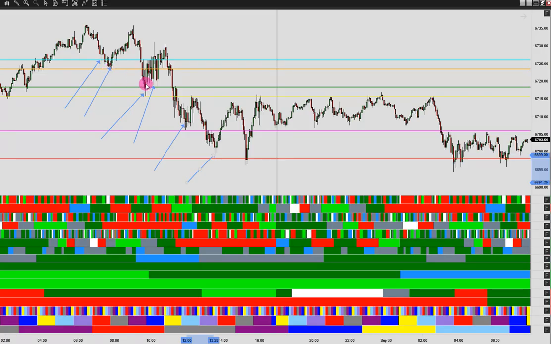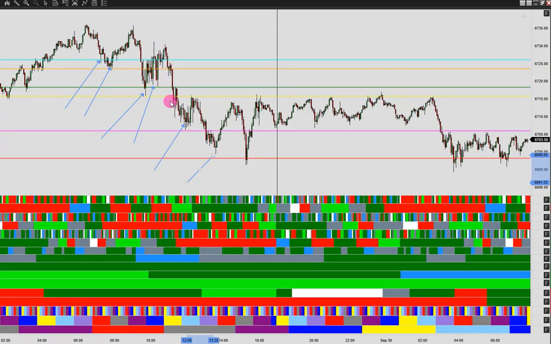Then we went down to the green line. We closed at the green line, got a wick to the yellow line, and then a significant push back up. Notice the price action between the blue and green lines there, and then how the green line acted as support for another half hour, 45 minutes.